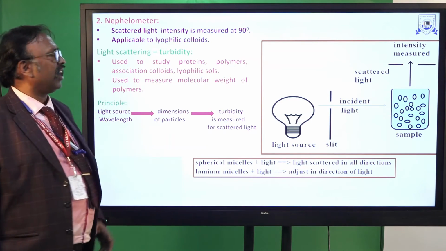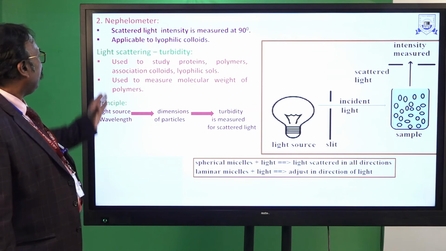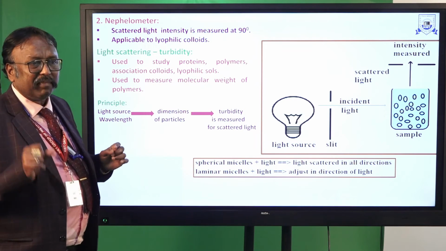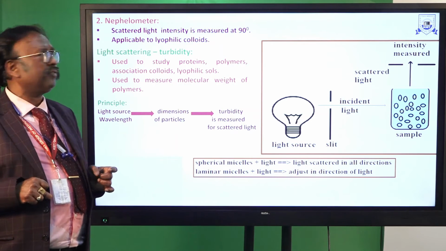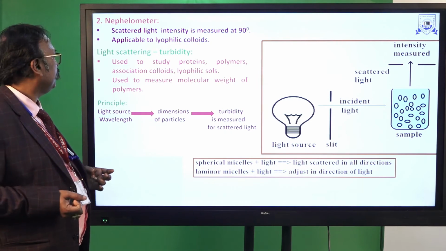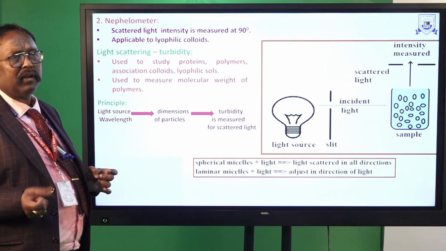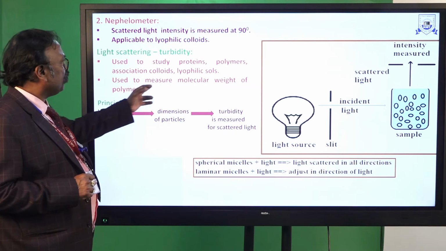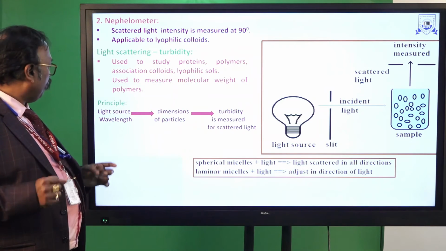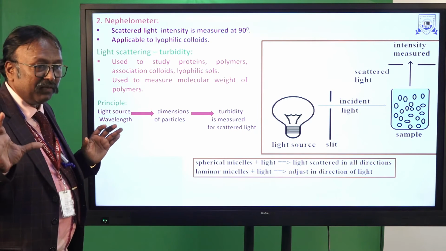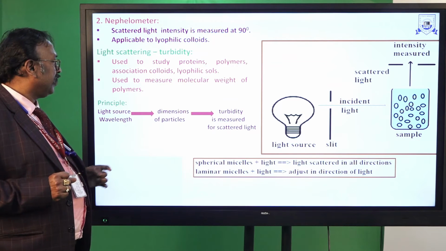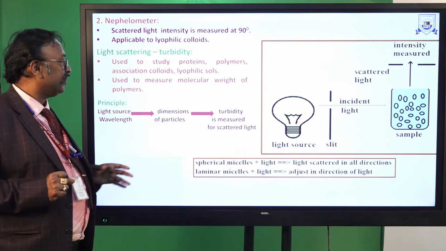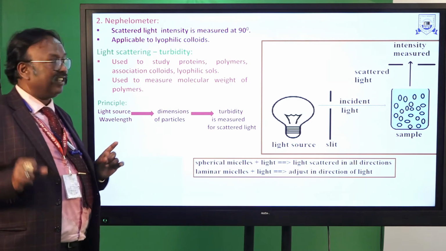This is applicable for lyophobic colloids. And light scattering mainly depends upon the turbidity. It is used especially to study proteins, polymers, association colloids, and lyophilic colloids. It is used to measure the molecular weight of polymers. The main principle is very simple: a light source of a particular wavelength is used, and the dimensions of the particles and turbidity are measured in scattered light.